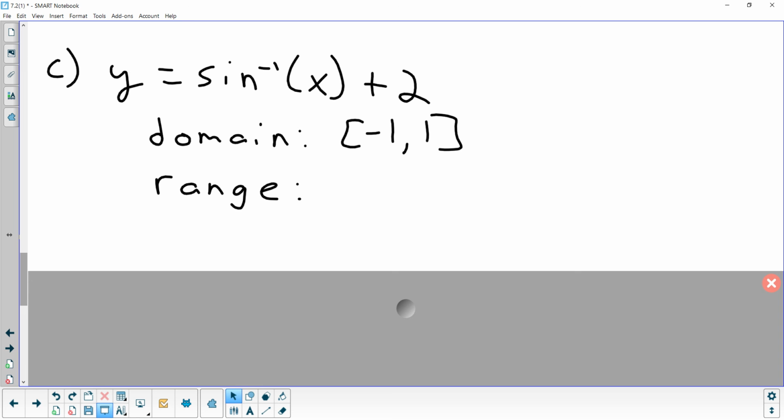So all we're really going to do is this. Negative pi over 2, shift up 2, positive pi over 2, shift up 2. If you want to round it off to a decimal, you can. That's fine. But I'm just going to leave it like that. Questions?